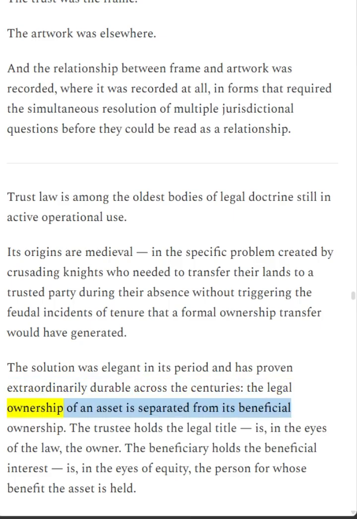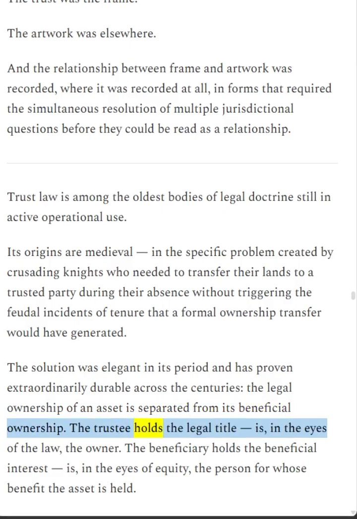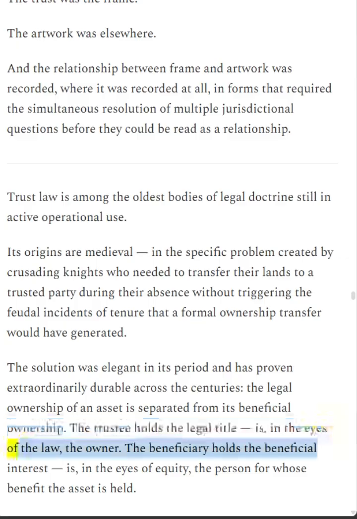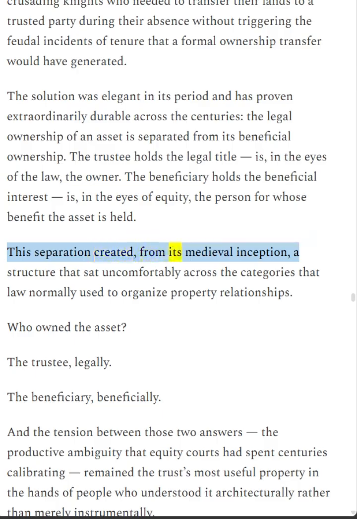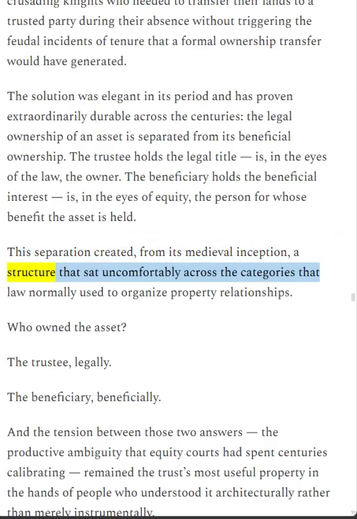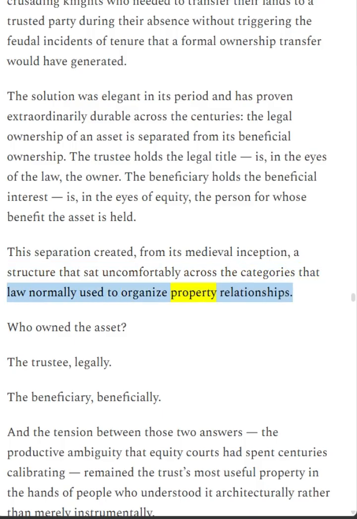The legal ownership of an asset is separated from its beneficial ownership. The trustee holds the legal title, is, in the eyes of the law, the owner. The beneficiary holds the beneficial interest, is, in the eyes of equity, the person for whose benefit the asset is held. This separation created, from its medieval inception, a structure that sat uncomfortably across the categories that law normally used to organize property relationships. Who owned the asset?